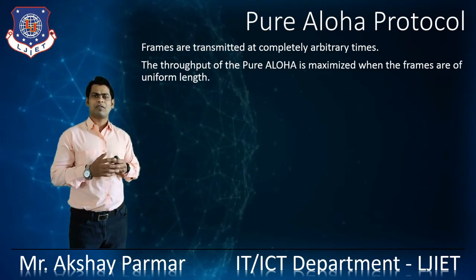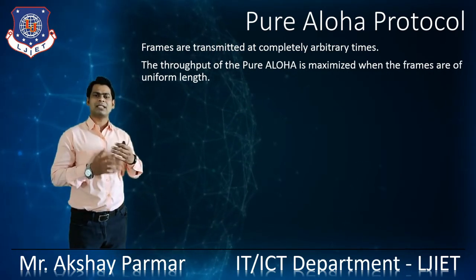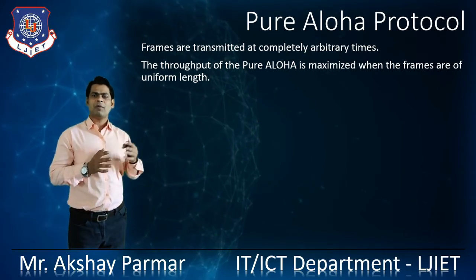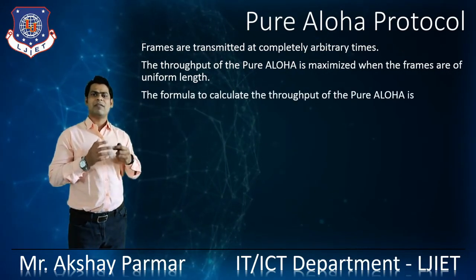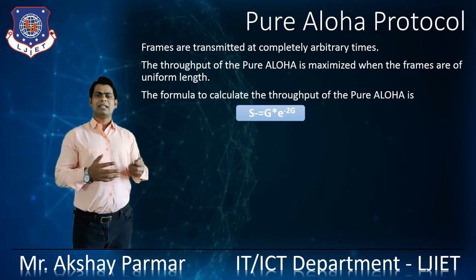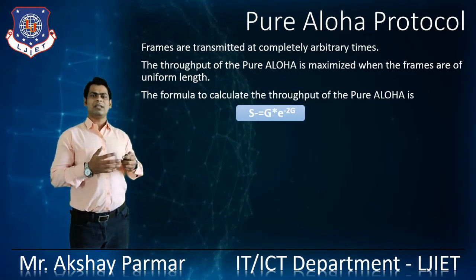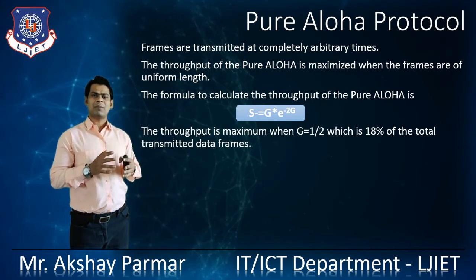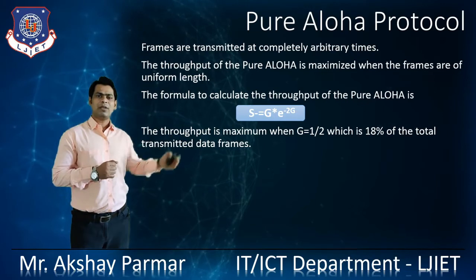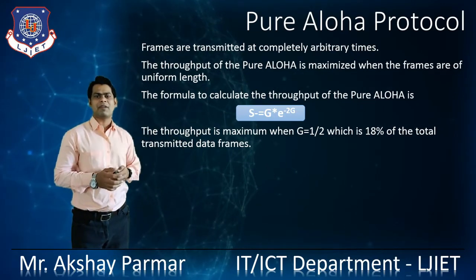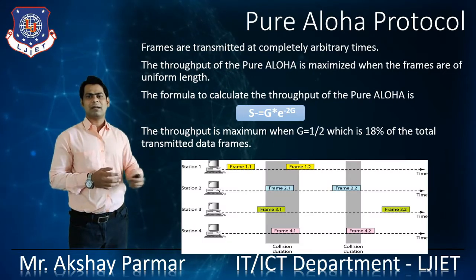The throughput of the pure Aloha is maximized when the frames are of uniform length, right? The formula to calculate the throughput of the pure Aloha is S equals G times e raised to minus 2G, right? The throughput is maximum when G is 1/2, which is about 18% of the total transmitted data frames, right? So this is the example.